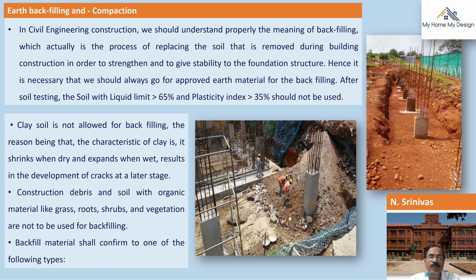Construction debris and soil with organic material like grass, roots, shrubs and vegetation are not to be used for backfilling. You might have seen in many places so much backfilling is happening. The filled-up soil is brought from some other place or is locally available material, which consists of a lot of plastic bottles, plastic materials, covers, dust, and all these things are not segregated and are used for the backfilling material. At a later stage, this creates voids, and as a result shrinkage is going to happen. That is the reason construction debris and organic materials are not suitable for backfilling.